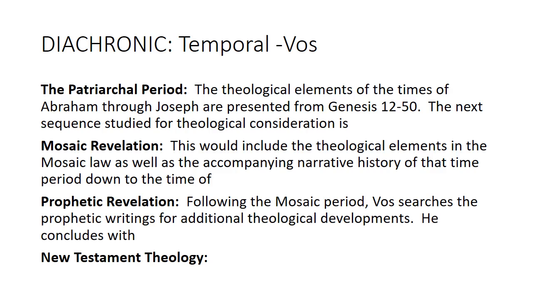The next sequence study for theological consideration is called the Mosaic revelation. Now this would include the theological elements in the Mosaic law, as well as the accompanying narrative history of that time period. And this would go on to the next revelatory sequence, which would be prophetic revelation. Following the Mosaic period, Vos then searches the prophetic writings for some additional theological developments. And then, of course, he concludes with a New Testament theology. So you can see the sequence that is given here throughout.